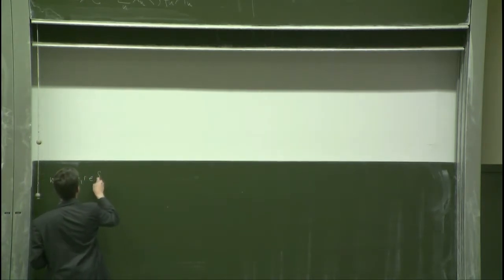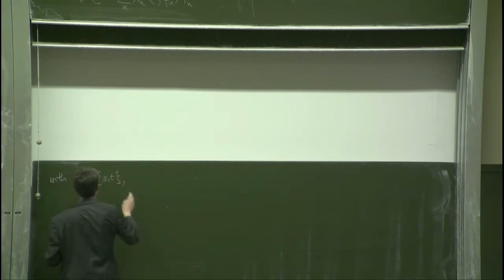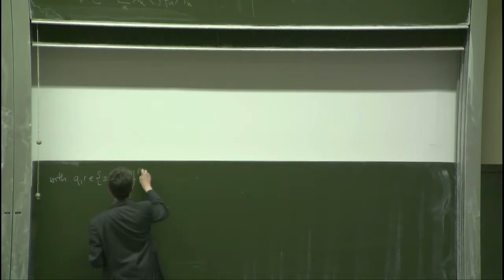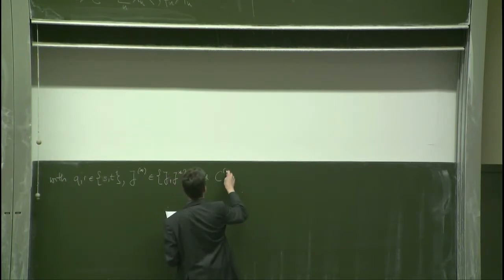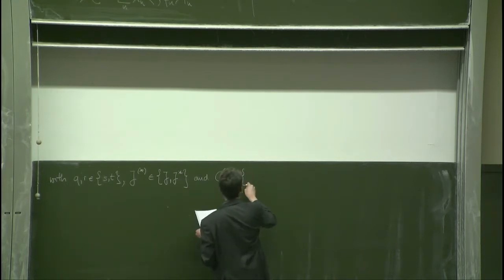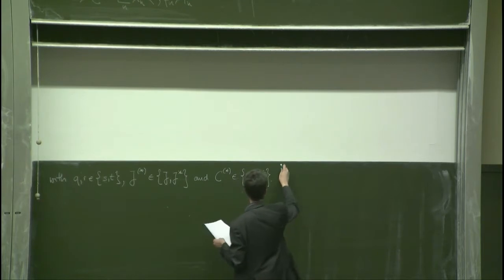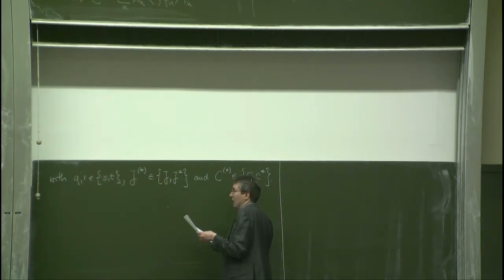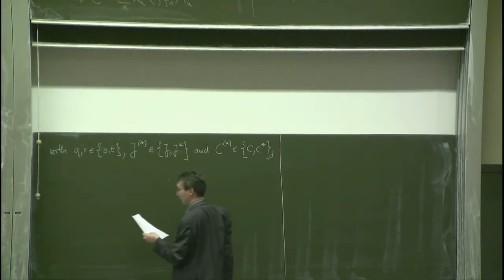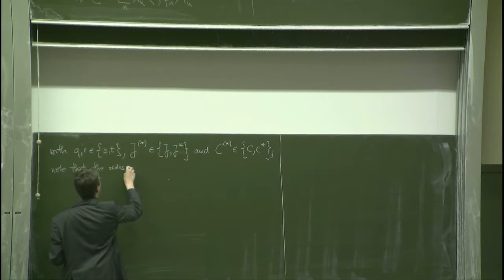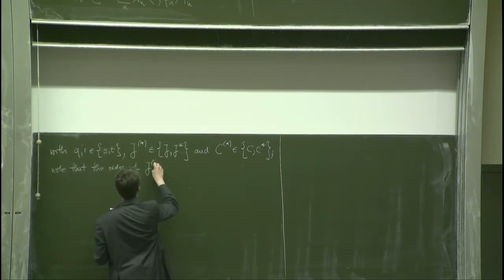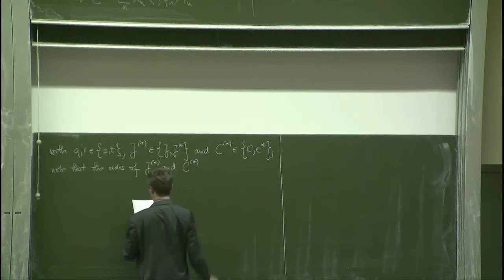We have that Q and R are either S or T. We have that this J in brackets star is either J or J star, and similarly C in brackets star is either C or C star. And it's also important to note that, of course, this is also clear, note that the order of the J or J star and C or C star may be interchanged.